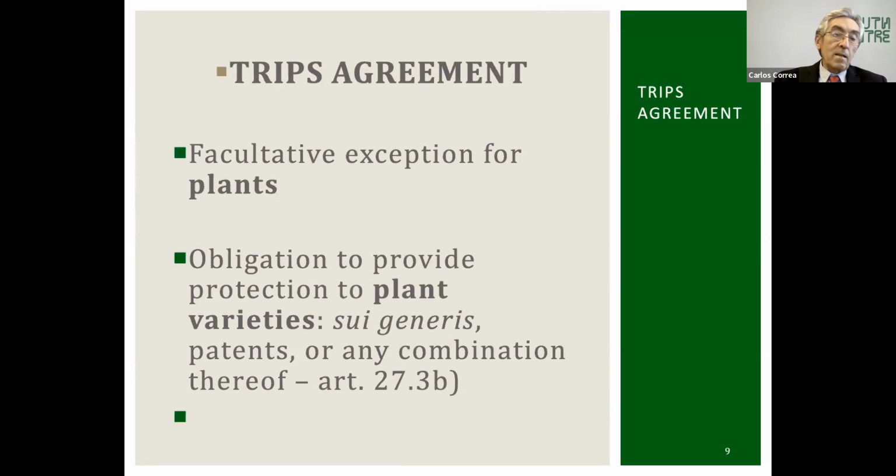And interestingly, in this case, the TRIPS agreement states that this protection may be given on the basis of a sui generis regime. UPOV, for instance, is a sui generis regime, but not the only one. It may be provided under patents or a combination thereof. So there are two standards in this field under the TRIPS agreement. No need to protect plants, but this can be done. And there is an obligation to protect plant varieties, but a lot of flexibility regarding what regime is applied to these plant varieties, as it may be sui generis, patents, or a combination of those.